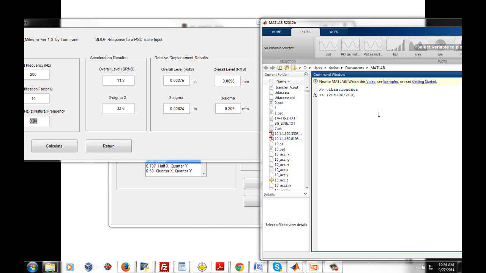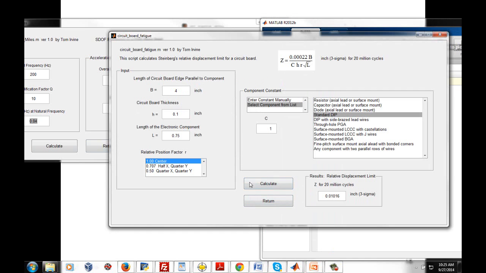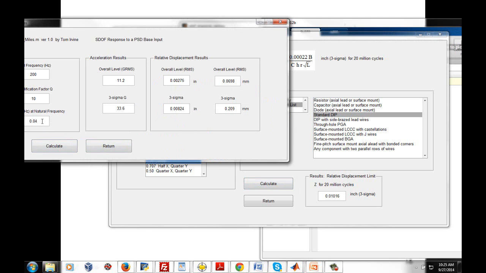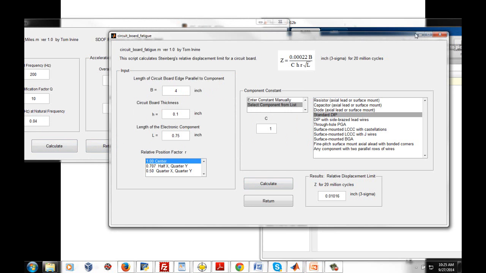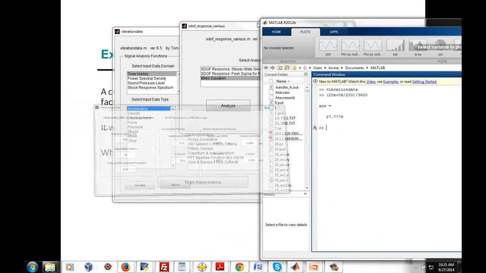Now, the number of seconds is going to be so huge, let's just divide that by 3600 to convert to hours. So the 20 million cycles is equivalent to 27, let's just round that up and say 28 hours. So that means we're good to go for 28 hours at a constant input level of 0.04 G squared per hertz. So that's just another thing that we can do with this calculation.